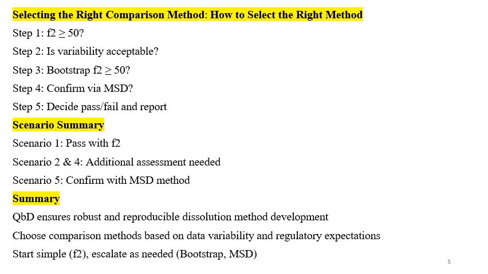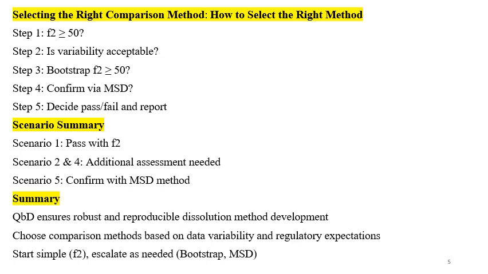Step 1 is to check the F2 method, whether F2 is above 50 or not. Second, check whether the variability is acceptable or not. If variability is higher, go for the bootstrapping method. Use bootstrap F2. If it is above 50, you can say that the profile is similar. If it is not above 50, if it is failing, then go to the MSD method, and the MSD method will provide you whether the comparison is passing or failing.